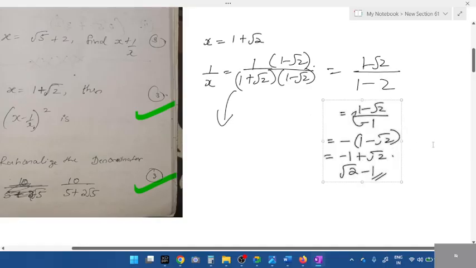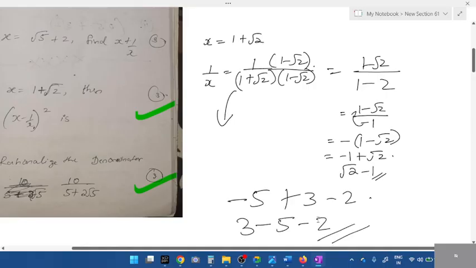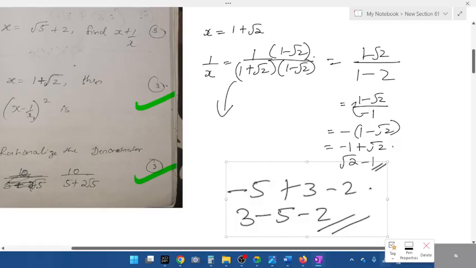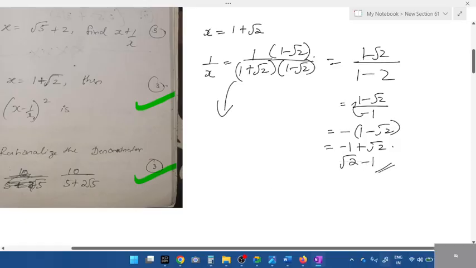For any mathematical question, these are the two fixed concepts. Denominator shouldn't be negative. First thing. Second, if you have values like this, minus 5 plus 3 minus 2, rearrange in such a way that the positive number comes first: plus 3 minus 5 minus 2. You have to rearrange it like this. So that is how you get root 2 minus 1.